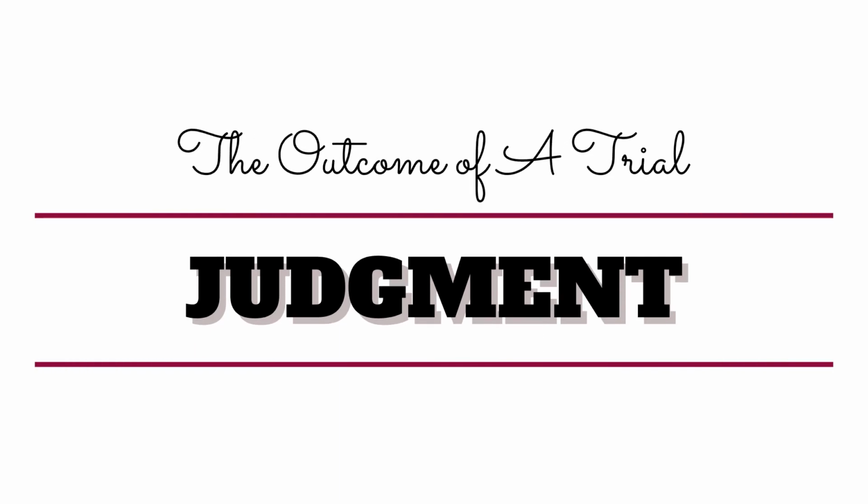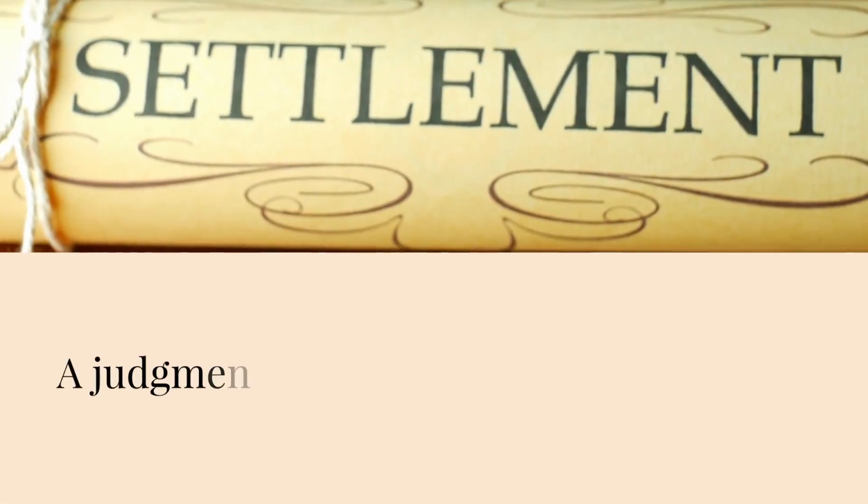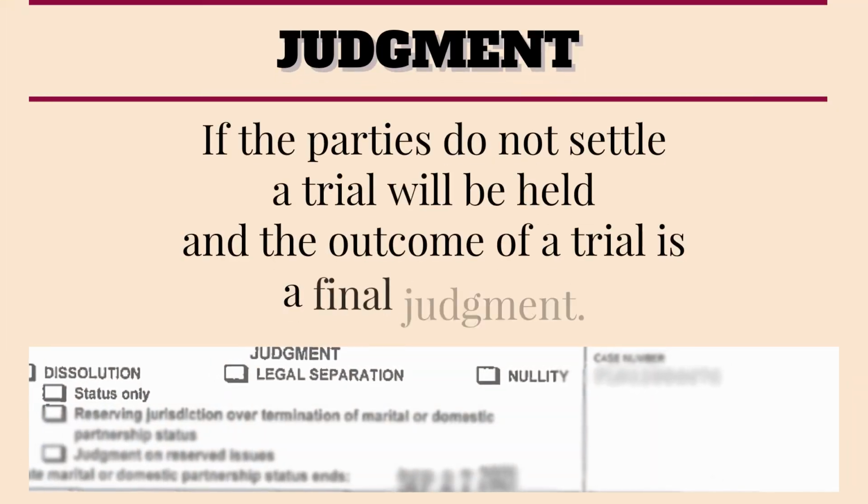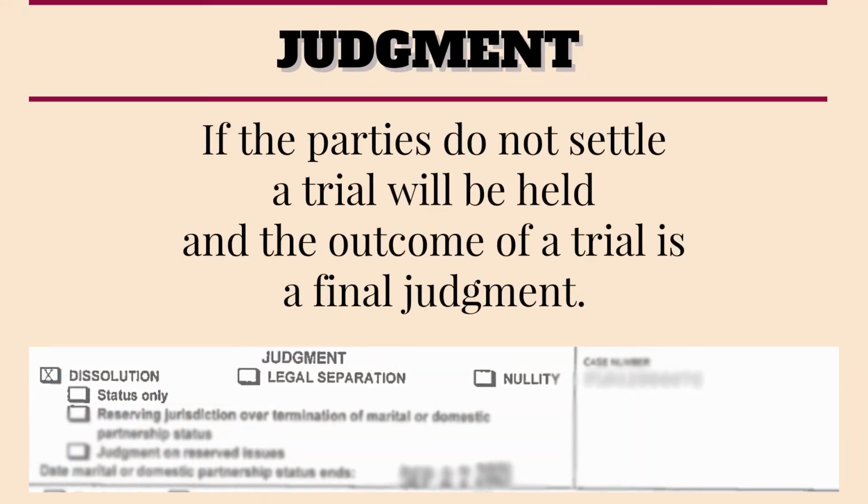The outcome of a trial is a judgment. A judgment can be reached by settlement. If the parties do not settle, a trial will be held, and the outcome of a trial is a final judgment.